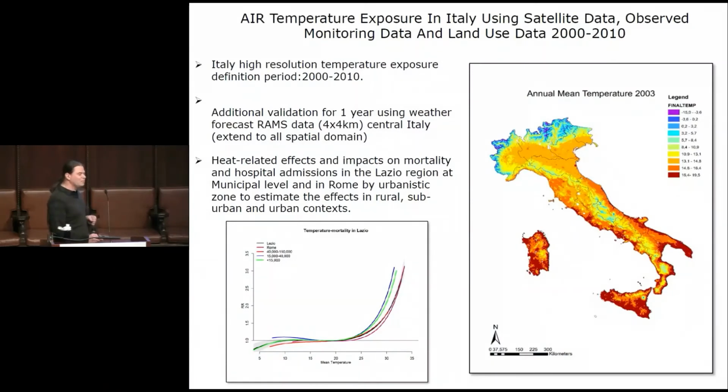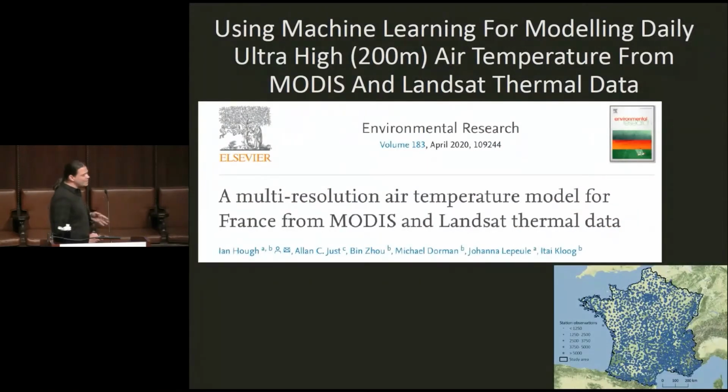This is work by my former doctoral student, Dr. Francesca De Donato. And that's been fine, but we're also looking at ways of improving that. So one of the things that we've done, and this was also published a few weeks ago, work done by my student Ian Hugh, is using some machine learning approaches to go into deeper, high-resolution 200-meter temperature predictions, which is very important for the intra-urban variability of temperature.